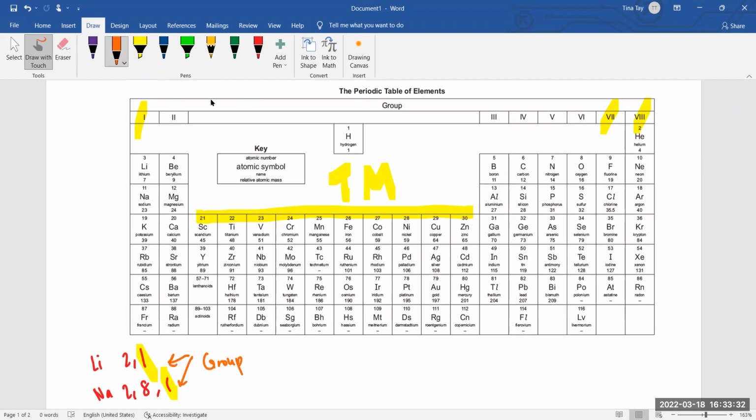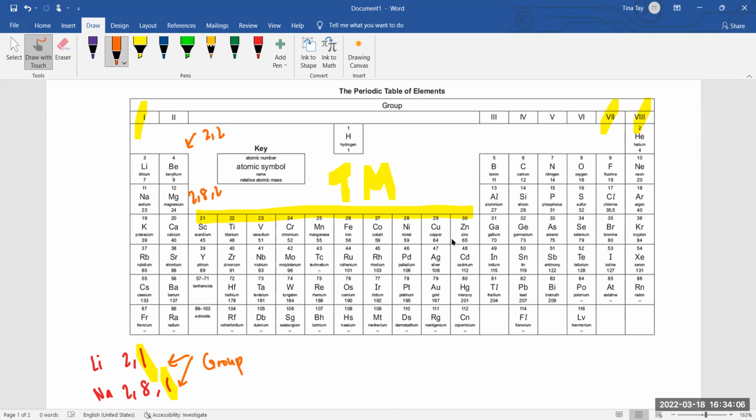If you're in Group 2, you have 2 valence electrons. For example, beryllium is 2-2, magnesium is 2-8-2, and so on. So Group 3 has 3 valence electrons, Group 4 has 4, Group 5 has 5, Group 6 has 6, Group 7 has 7, and Group 8 has a full outer shell. That's why it's known as Group 8 and also Group 0. So that is for 7 and 8.